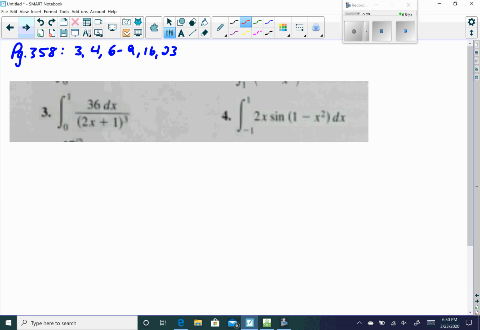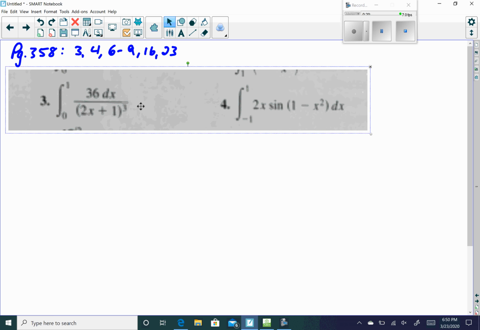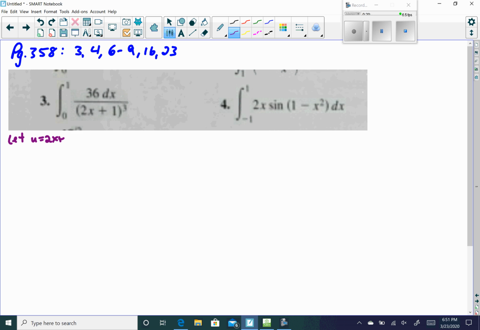Alright, so hopefully you guys were okay with those. Next we're going to take a look at the review problems off of page 358. So looking at number 3, we are going to use some u substitution here. Notice we have a definite integral from 0 to 1. So for number 3, I'm going to start by letting u equal 2x plus 1. Then du over dx is just going to equal 2, and dx is going to equal du over 2.